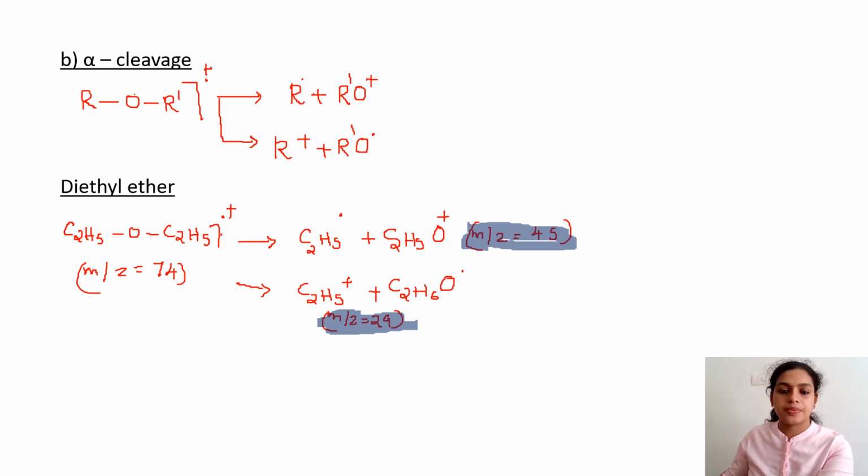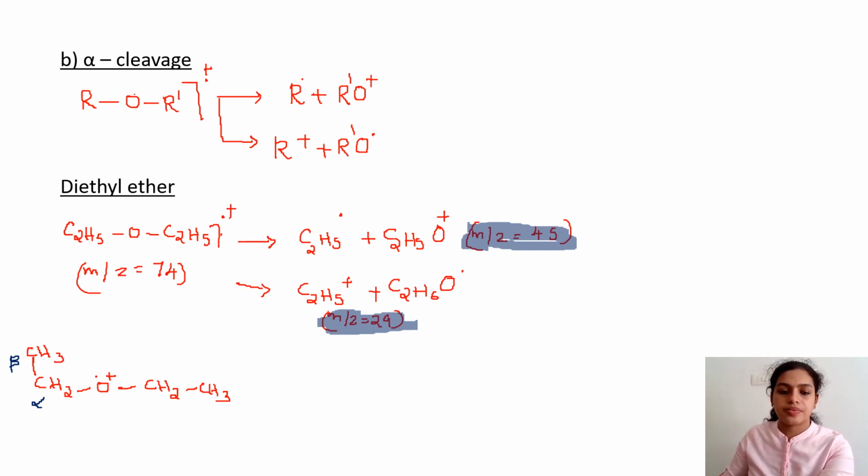Now let's see the beta cleavage. Okay, so to write the beta cleavage, CH2O, CH2, CH3. This is the beta position, and this is dot plus. This is the alpha position, and this is the beta position. Since it is symmetrical, we can show only one.